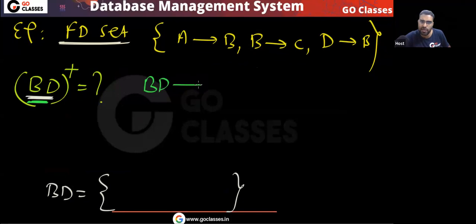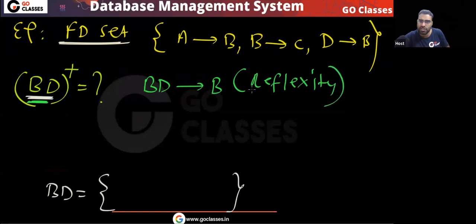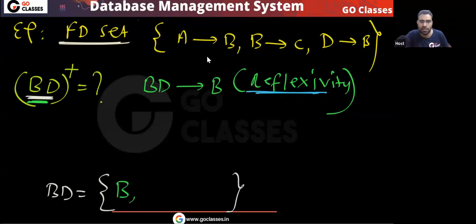Can I say BD will determine B? Yes, of course, by reflexivity. Do you agree? Did you understand that BD will determine B? What is the reason BD determines B? That is your trivial functional dependency. Yes or no?